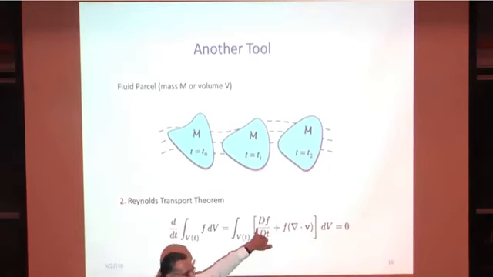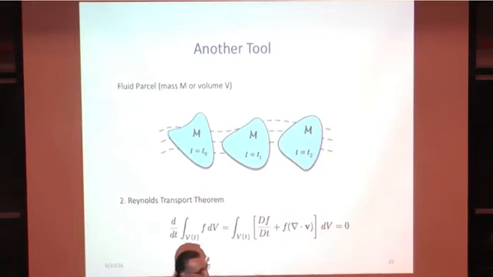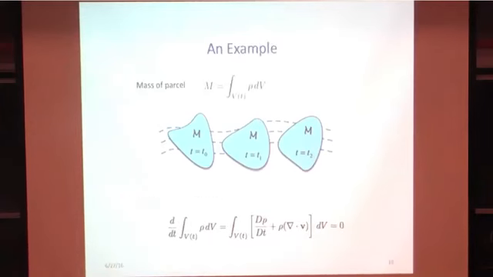And so we have a normal material derivative plus a little extra term that's the function times the divergence of the velocity. And that's called the Reynolds transport theorem. It's like the material derivative, but we have to take our derivative with respect to time of an integral that's over a volume that varies with time. But here's some useful things you can do with that.